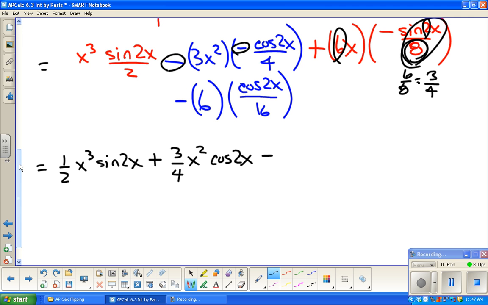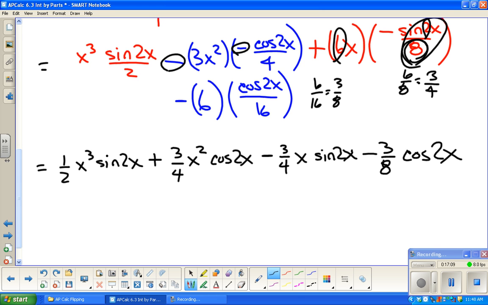All right, so where was I? Minus 3/4 x sine of 2x. Okay, last but not least. Now again, this is 6 over 16, which we're going to call 3/8. So minus 3/8 cosine 2x.